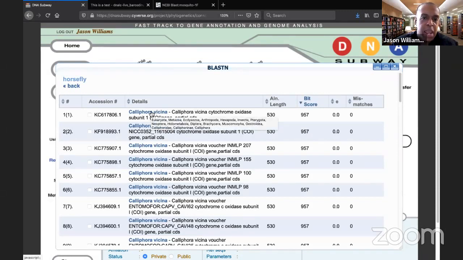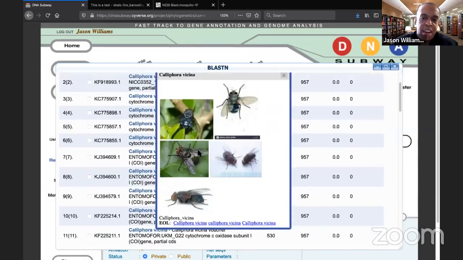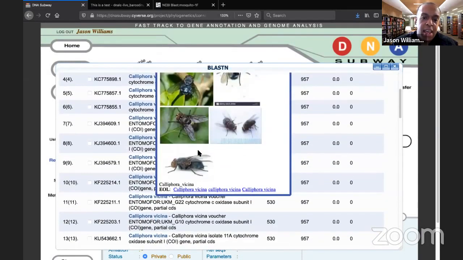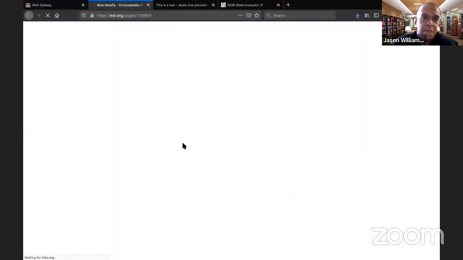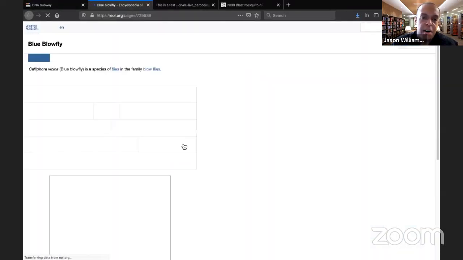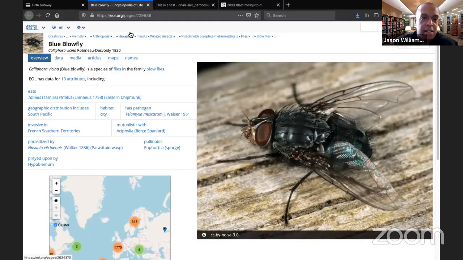If I click on the name of a species, oftentimes I will get photos, which is wonderful. And I have links to the Encyclopedia of Life. If I click on any of those, it'll tell me that I've got, in this case, a blowfly, right? So I was anticipating a horsefly, so I think that this is at least a very clear, close relative to it.